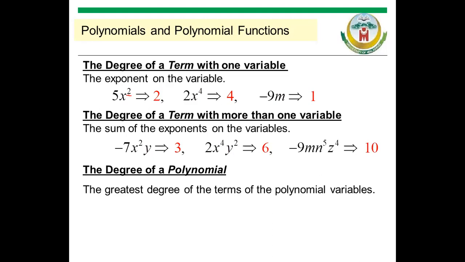Okay, the degree of a polynomial is the greatest degree of the terms of the polynomial. Take x raised to the power 3 minus 3x plus 7. So here we have three different terms. x raised to the power 3 is one term, 3x is another term, 7 is another term. Now the greatest degree of the terms of the polynomial is the degree of the polynomial.